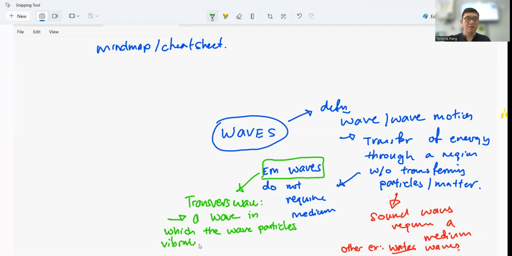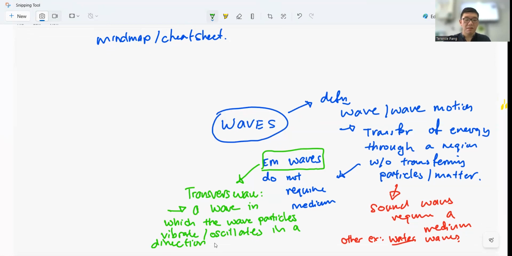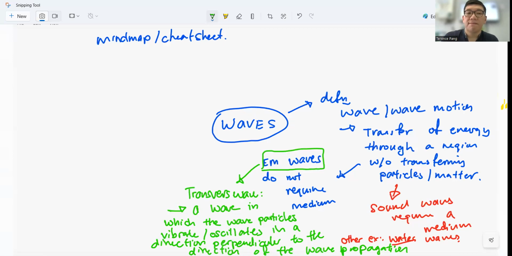Vibrate or oscillate in a direction perpendicular to the direction of the wave motion, or wave propagation. Oh man, running out of space. Okay, so that is the definition of a transverse wave.